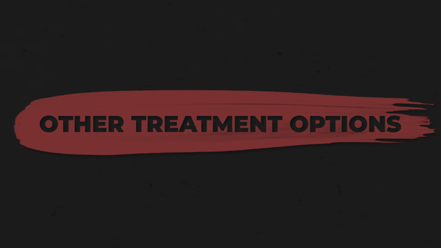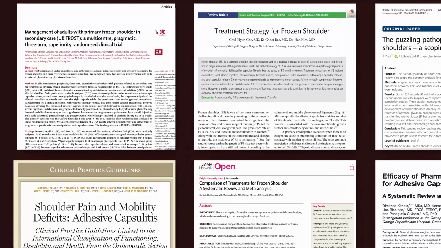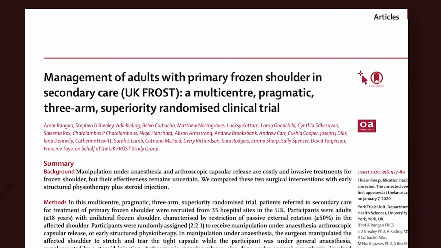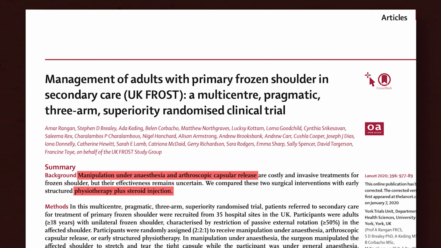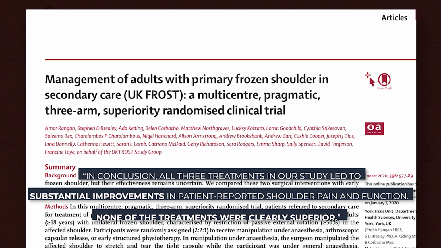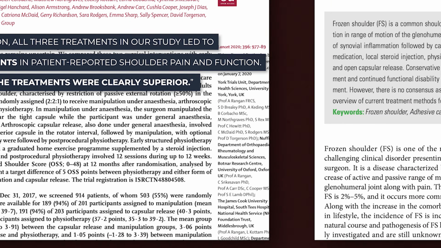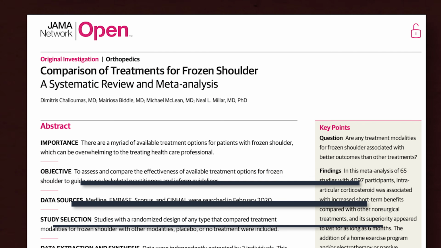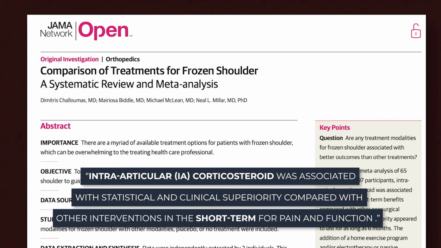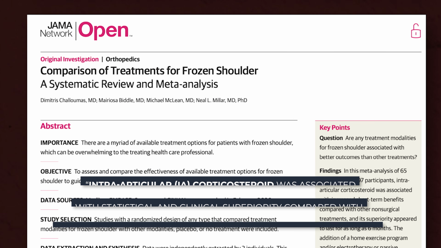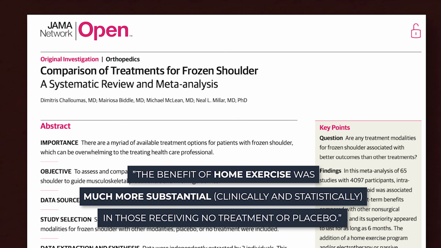Other treatment options. The UK frozen shoulder trials found that after 12 months, manipulation under anesthesia, articular capsular release, and physiotherapy plus steroid injection all led to superior improvements, but none of the three were clinically superior. Chalomas and colleagues found intra-articular corticosteroid injections to be helpful in the short term when compared to other non-exercise-based treatments. Additionally, a home exercise program was clinically significant compared to no treatment.